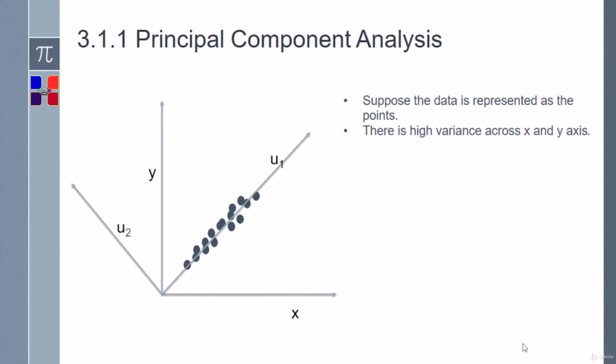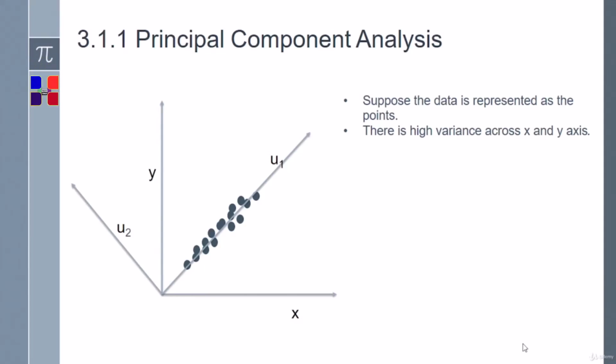Now if you see, I'll just go back to the previous diagram. If you see, all these data points have high variability both across x and y. So the data points are changing in value with respect to both x and y. Now what we are trying to do is find new dimensions.